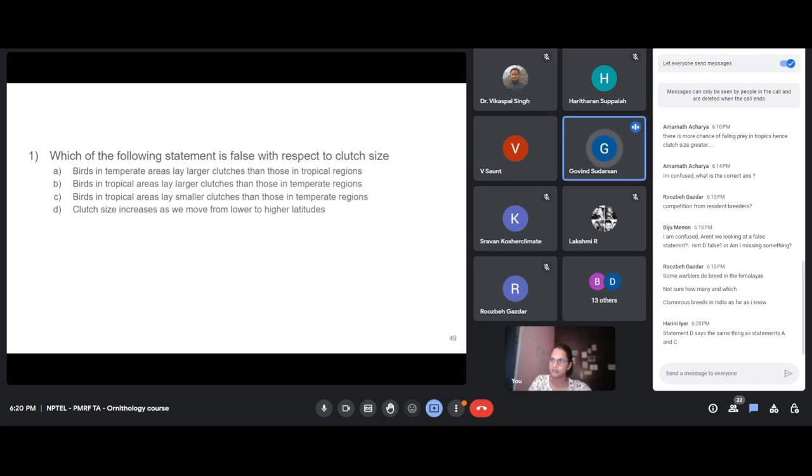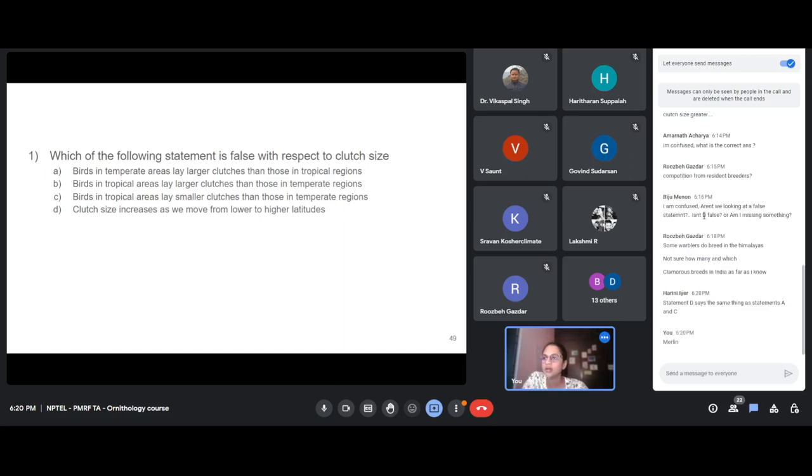What was the app you mentioned, ma'am? Merlin, M-E-R-L-I-N. Let me just put that in. Merlin. Some warblers do breed in the Himalayas.